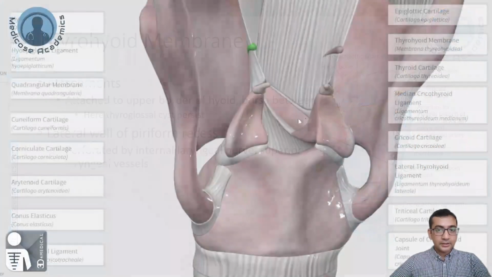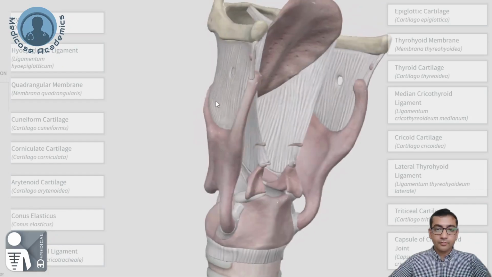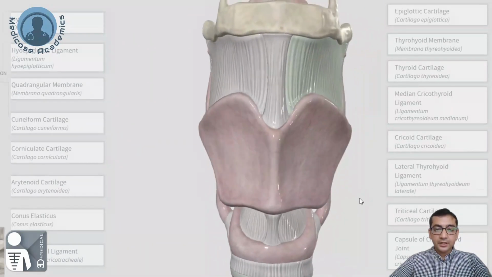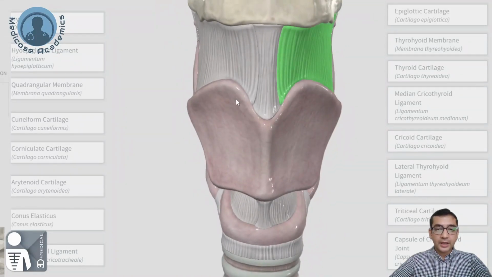So here in the 3D model, you can see it right here. It is attached between the two bones, and this attachment allows the larynx to work as a single unit with the hyoid bone.